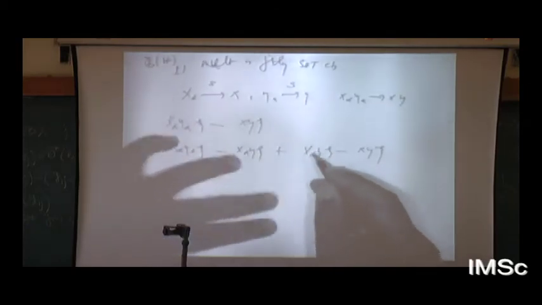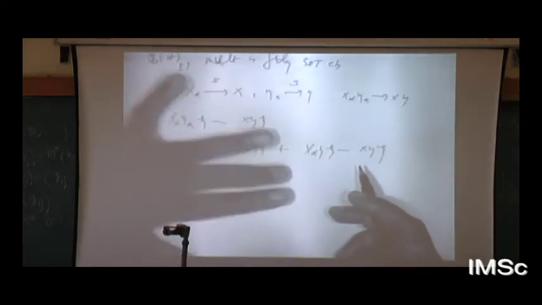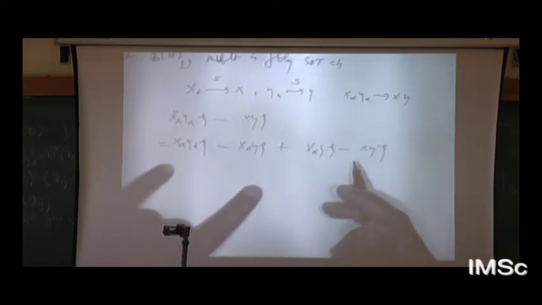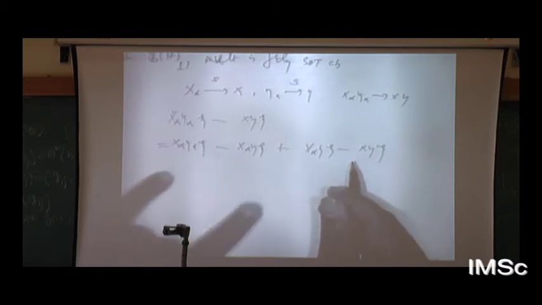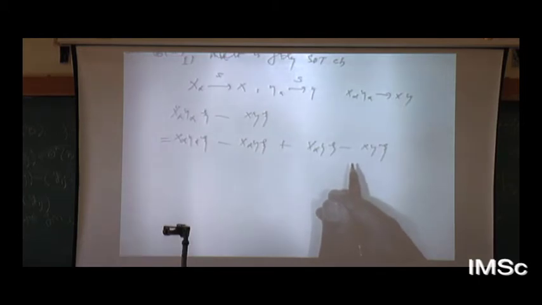The second term goes to 0 because x_alpha converges to x strongly. And the first term, because the x_alpha are uniformly bounded, the norm of this is bounded by y_alpha xi minus y xi. And that goes to 0 by hypothesis. Right? So, okay.